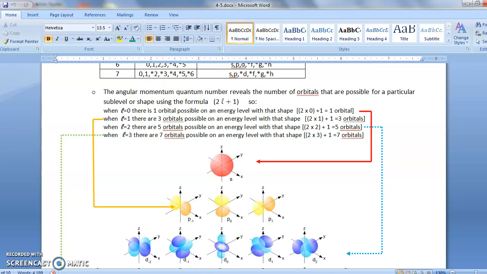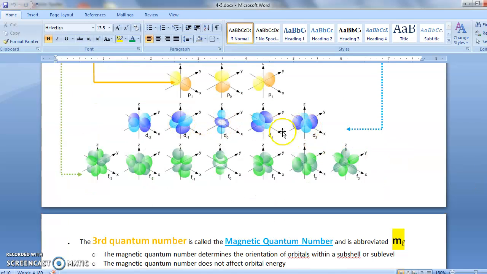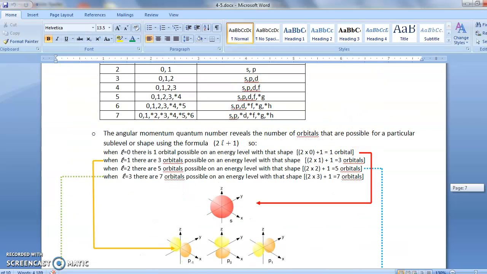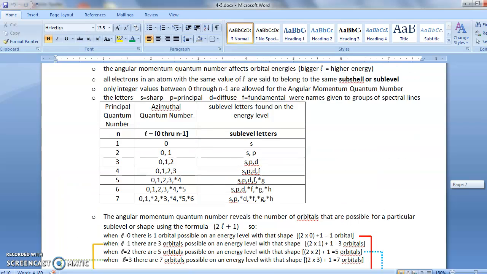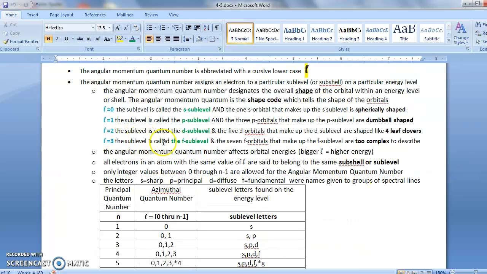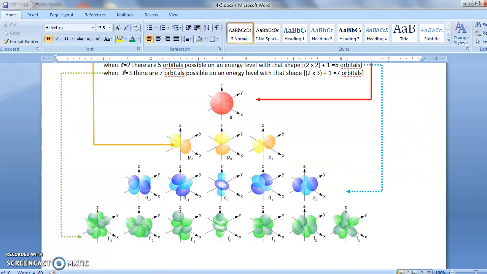Here are the 5 d's. Here are the 7 f's: -3, -2, -1, 0, 1, 2, 3. Because when you're in the f, your second number is a 3. When you're in the d, your second number is a 2. So what are the orbital numbers when you're in the d? -2, -1, 0, 1, 2. That's 5 numbers, 5 orbitals.